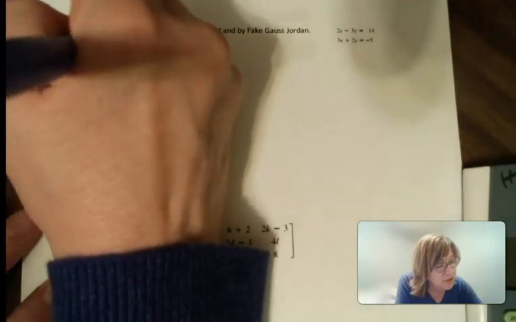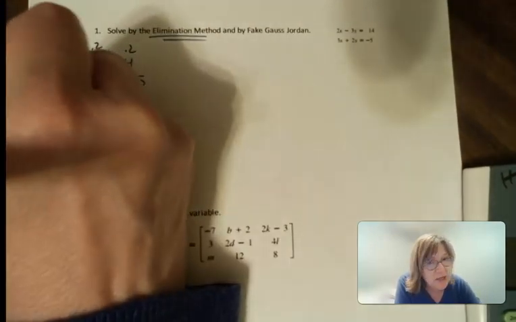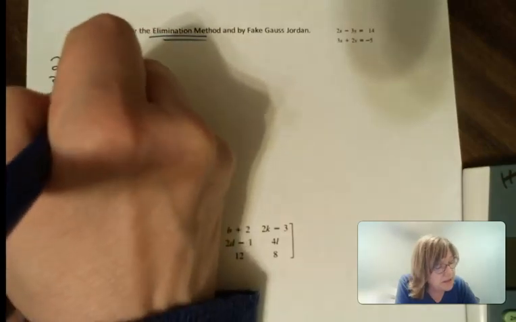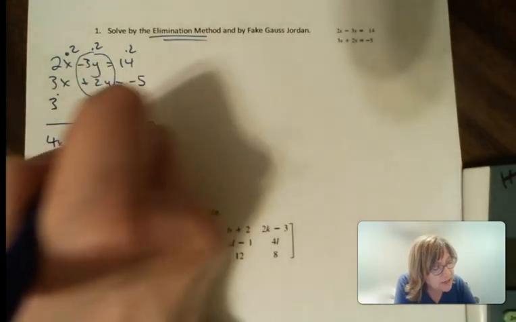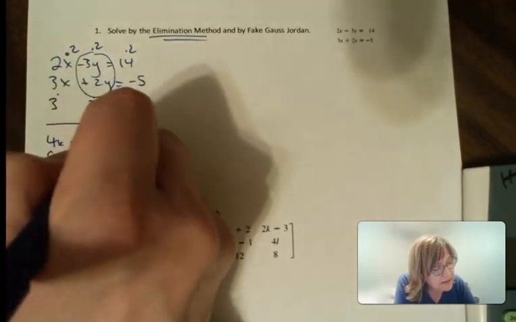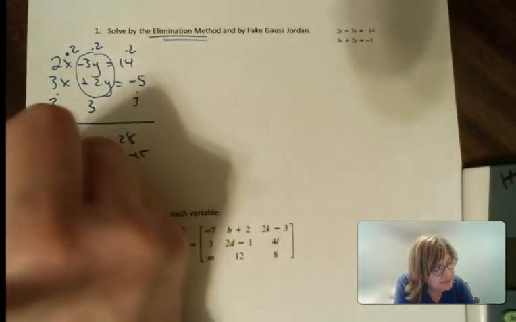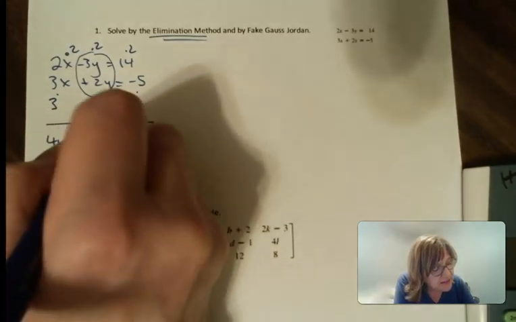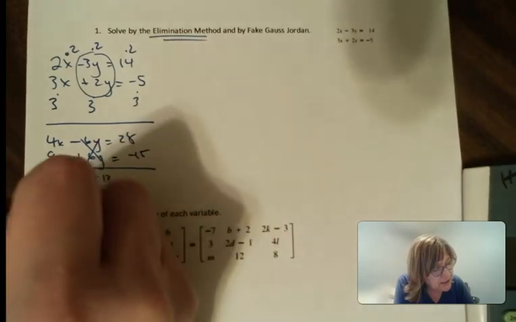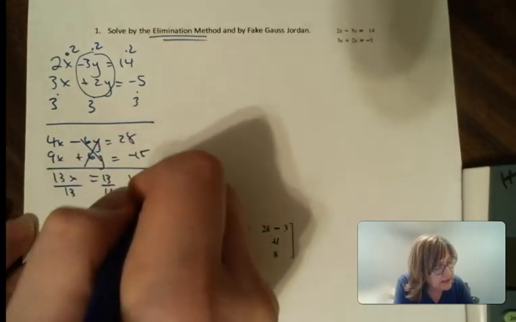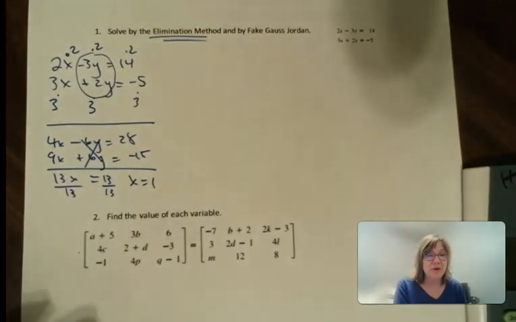So I'm going to multiply by 2, 2, and 2, 3. Let's see, 3 and 3. So what do I get? I get 4x, negative 6y, 28, 9x, 6y, and negative 15. I get 13x. These cancel, which is what we wanted. And I get 13 and then divide. x is 1. Okay, yay, I know x.